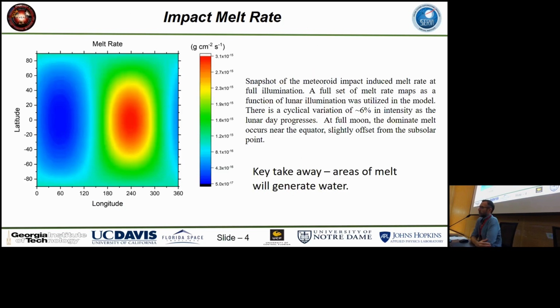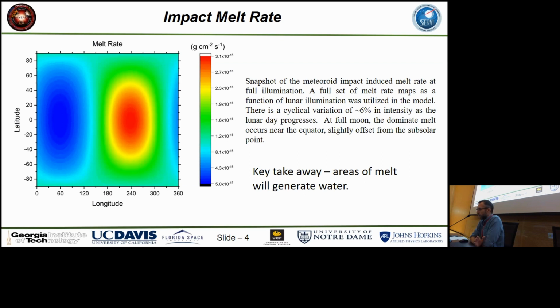Here is a snapshot of the melt rate that our collaborators at NASA Goddard, particularly Juan Diego, did. He basically updated this Intella model, which many people are probably familiar with, by taking into account all the Jupiter family comets, all the Oort family comets, et cetera, and calculating this melt rate. And here's just at a full moon, you can see that all of the melt is centered around the equatorial region and slightly offset as well.